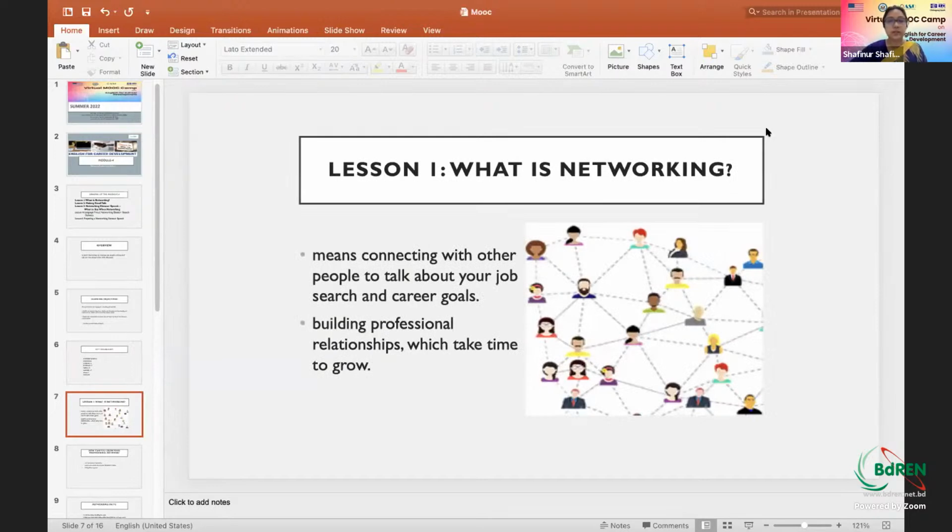So in lesson 1, we are going to learn about what networking is. Networking is, first, we have to build a network. That means connecting with people to talk about your job search and career goals, and also to build some professional relationships. We have different kinds of relationships. We have family relationships. We have relationships with our friends.